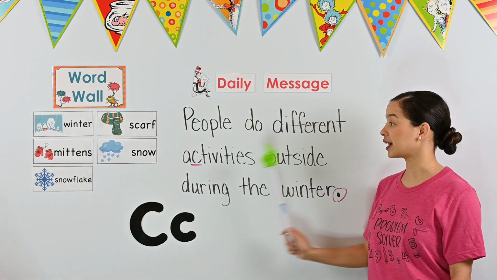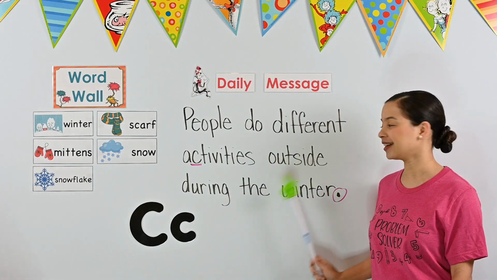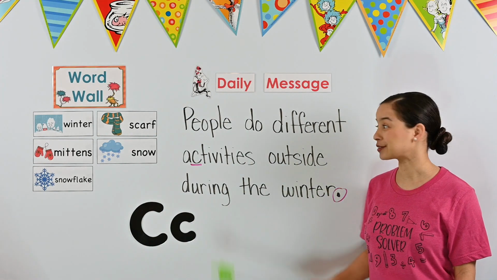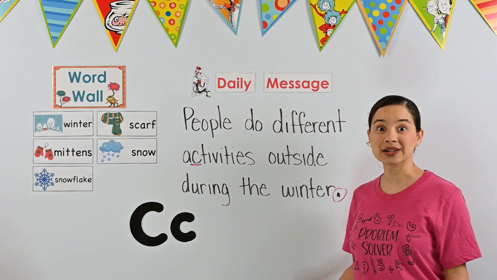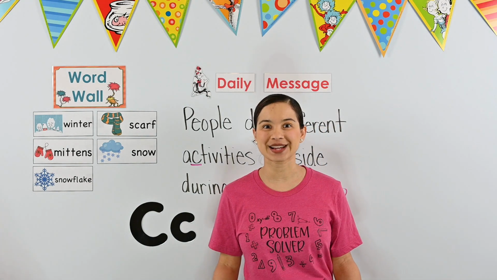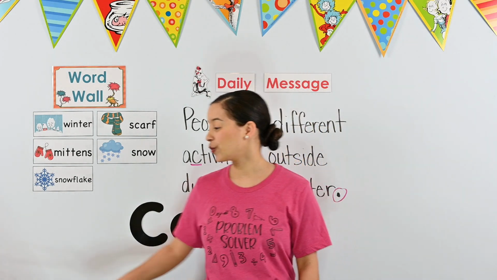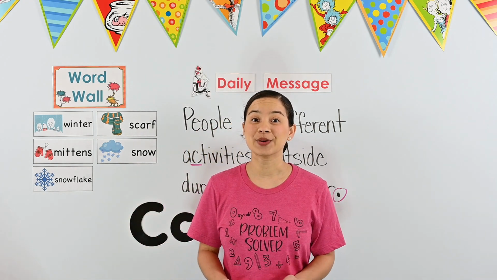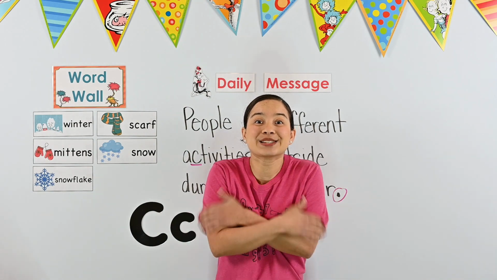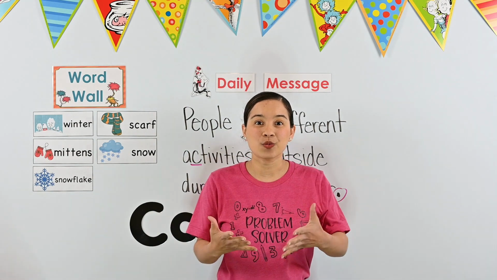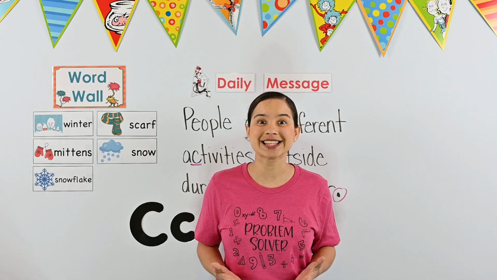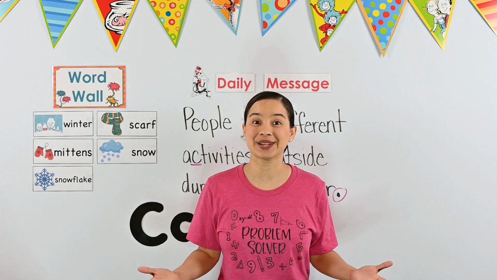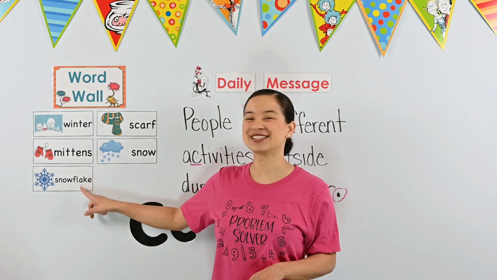People do different activities outside during the winter. Oh, we're talking about different activities that you can do outside during the winter time. Last week, we learned about how the weather changes during the winter. We know that in the wintertime, it gets cold. And when the water in the sky gets really cold and freezes, it makes snow. We even made snow last week, and we made snowflakes.